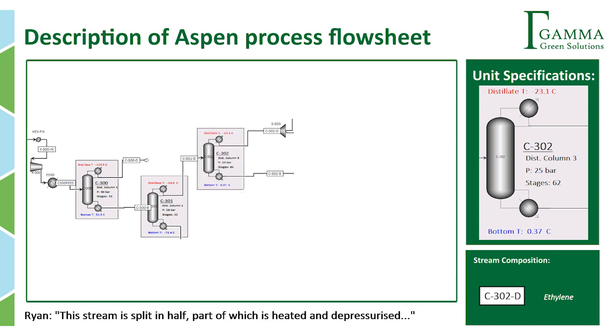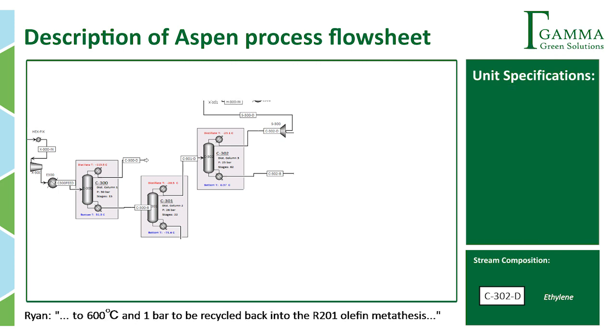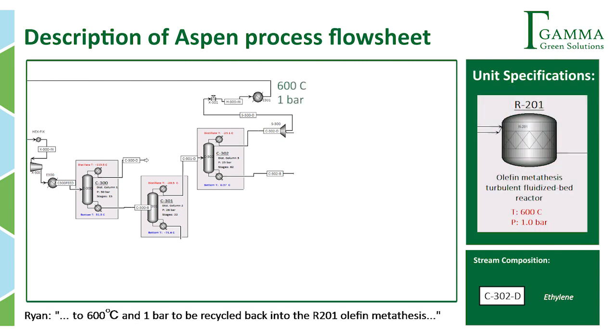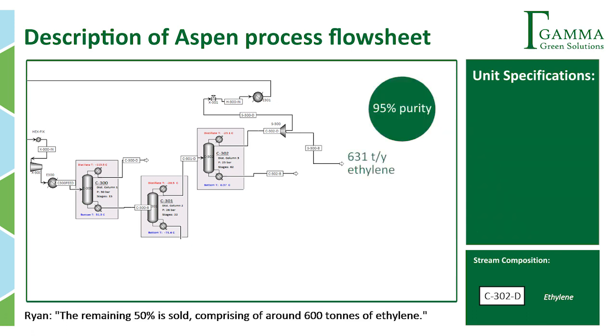This stream is split in half, part of which is heated and depressurized to 600 degrees Celsius and 1 bar to be recycled back into the R201 olefin metathesis reactor. The remaining 50% is sold, comprising around 600 tons of ethylene.